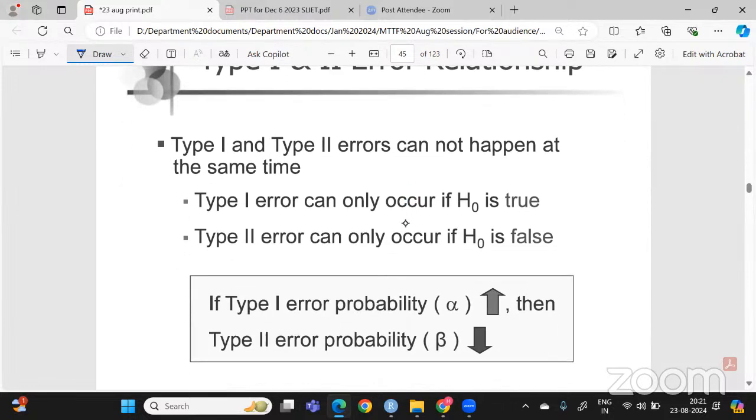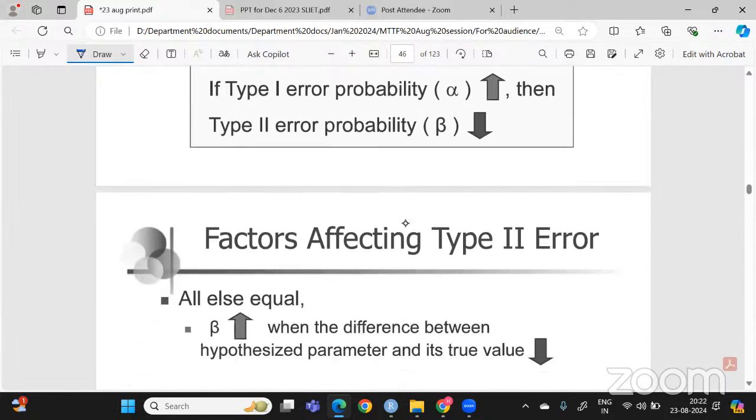As already discussed above, there is a relationship between the probability of type 1 and type 2 errors. Type 1 error can only occur if H0 is true, because type 1 error means that we are rejecting H0 when H0 is true. H0 should be true, then only type 1 error will occur. When H0 is false but we say our H0 is true, we are making a type 2 error. You can see that when we try to reduce the type 2 error, your type 1 error will increase. Or you can also say that when you increase the type 1 error, your type 2 error will decrease. So there is a vice versa relationship between alpha and beta.